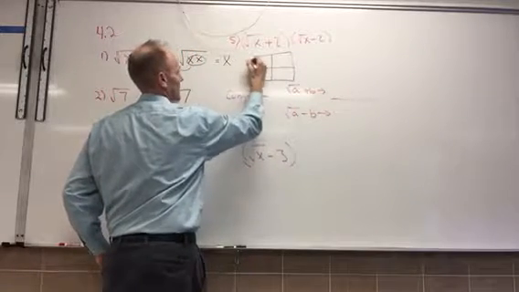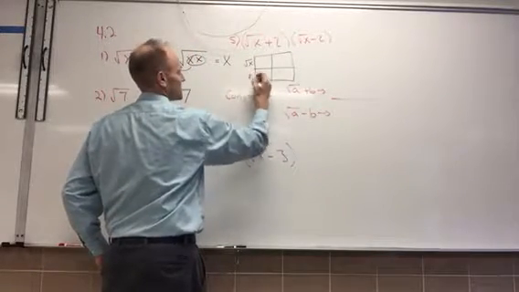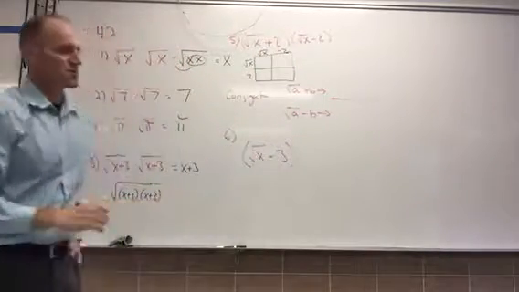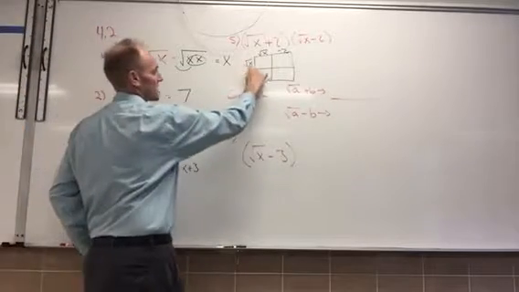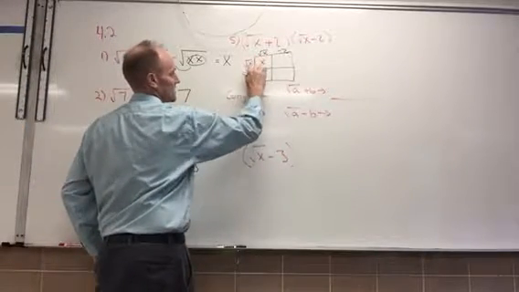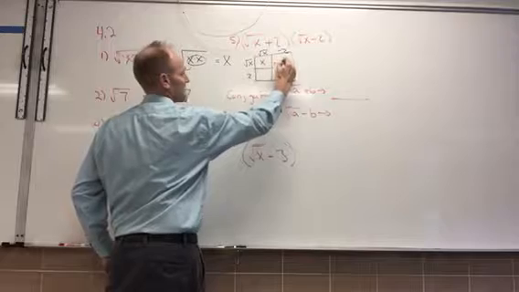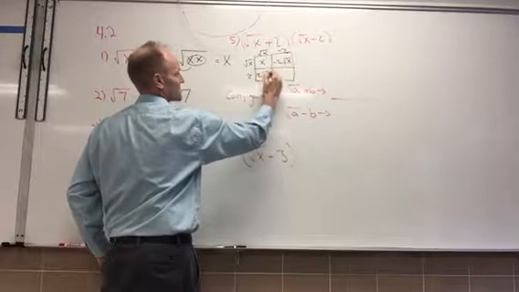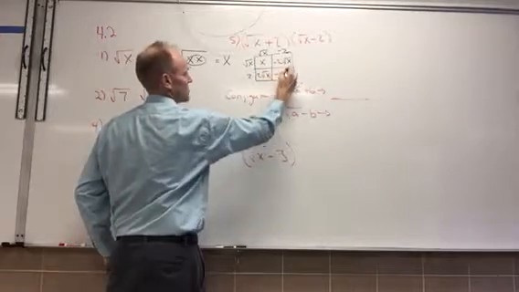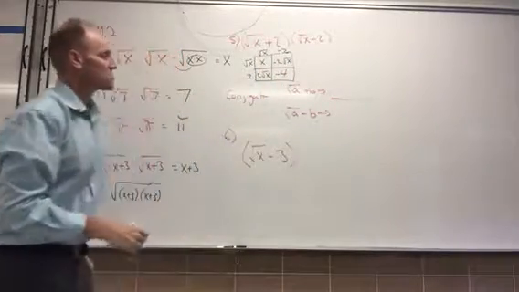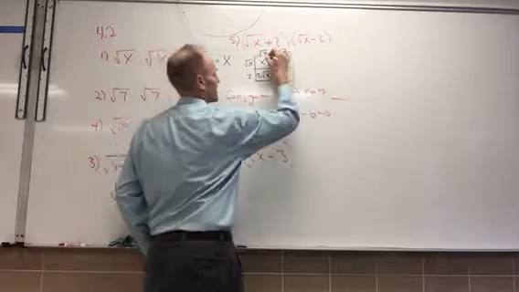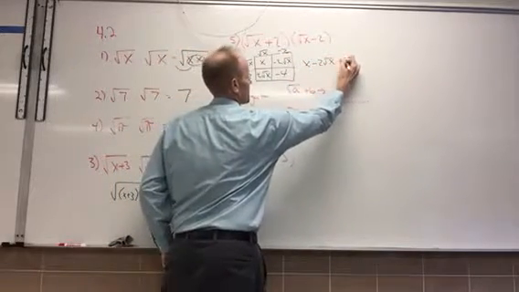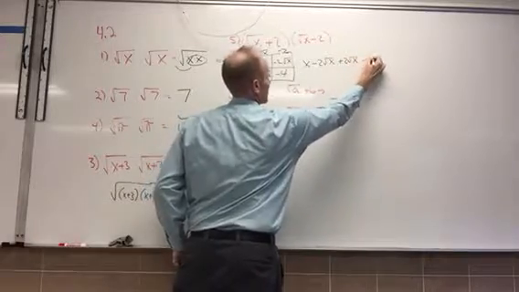I would have square root of x plus 2 here, square root of x minus 2 here. When I multiply these out, square root of x times square root of x is x. This would end up being negative 2 square root of x. This here would be 2 times square root of x. And 2 times negative 2 is negative 4. So when we multiply these together, what we end up with is x minus 2 square root of x plus 2 square root of x minus 4.